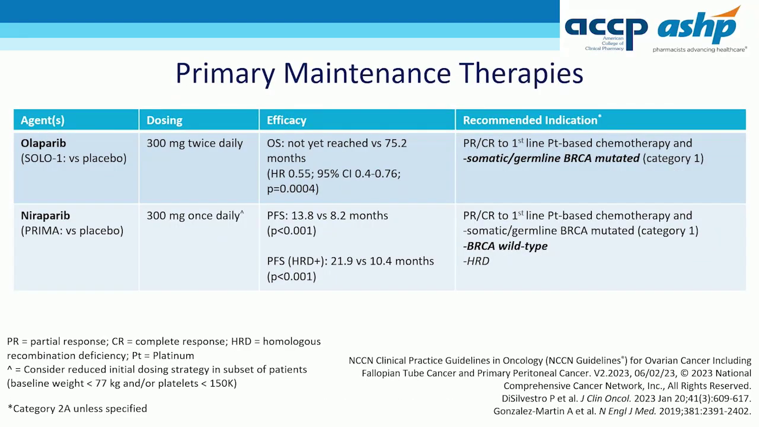Additionally, we have niraparib, which was the PRIMA study, which was using 300 milligrams once daily, and we see a progression-free survival benefit for the all-comers as well as those specifically in HRD, and this is why it does have the indication across the board regardless of their BRCA mutation status, although again, the NCCN guidelines is going to have a Category 1 recommendation if the patient is BRCA mutated compared to if they're wild type. It's still in there, it's still an option, but it's just not that Category 1 recommendation.